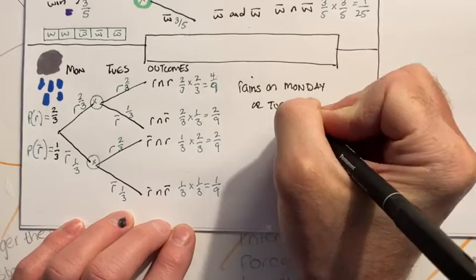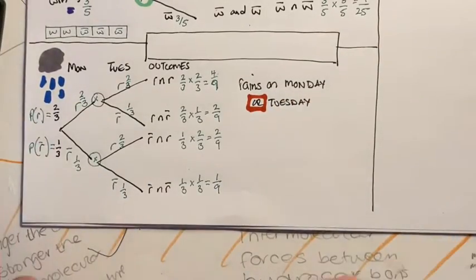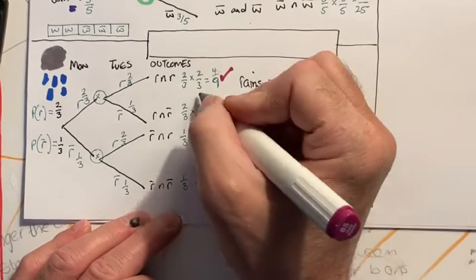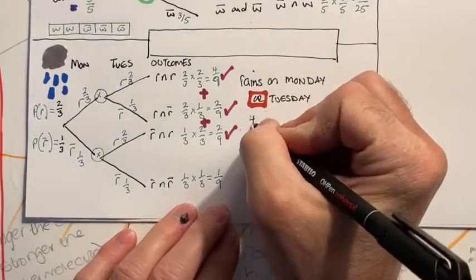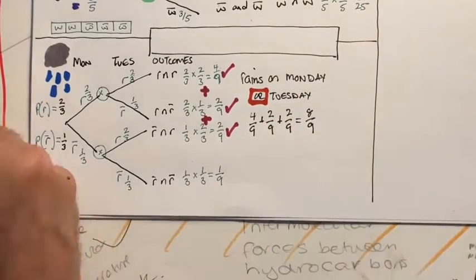So the word or now, I'm going to show you how the word or in probability means to add. So let's say it rains on Monday or Tuesday. So that means it could be a Monday, or it could be a Tuesday. So that it rains on a Monday or a Tuesday. So you add all those probabilities together, 8/9.